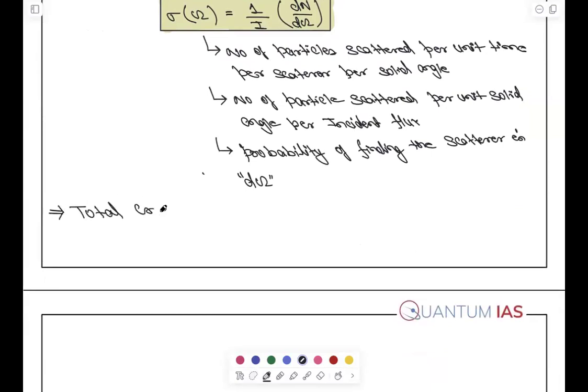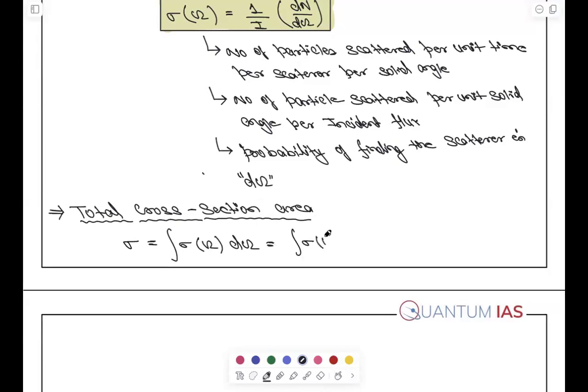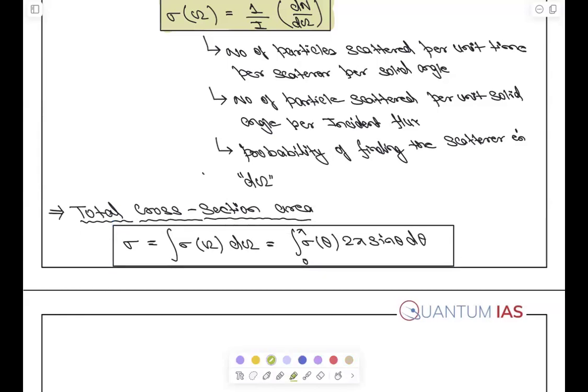Then write down total cross section area. We will revise this once again, don't worry. Total cross section area: what is total? I can simply say that sigma over the whole angle, that is sigma omega d omega, we can integrate, which equals sigma theta. Can we convert it? What was d omega? Remember, 2 pi sin theta d theta from 0 to theta. This we can use for our cross section area. This is the complete cross section area, and it will tell us whether we should choose this interaction or not. Okay?